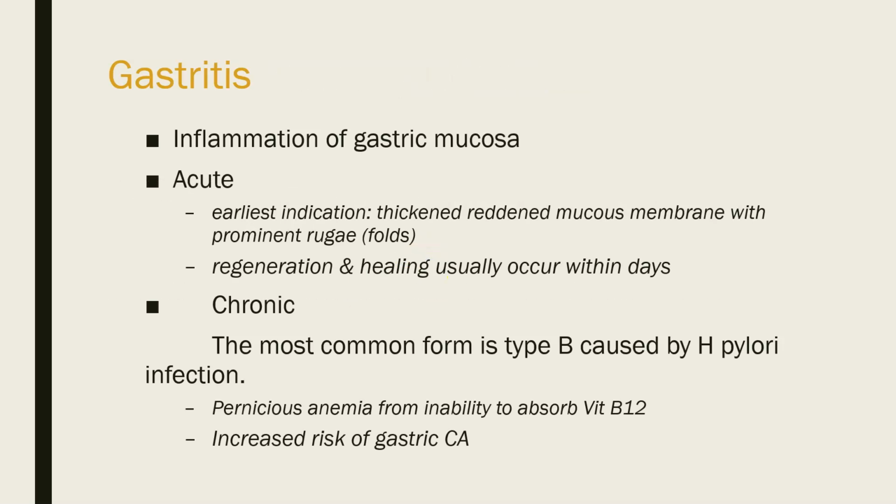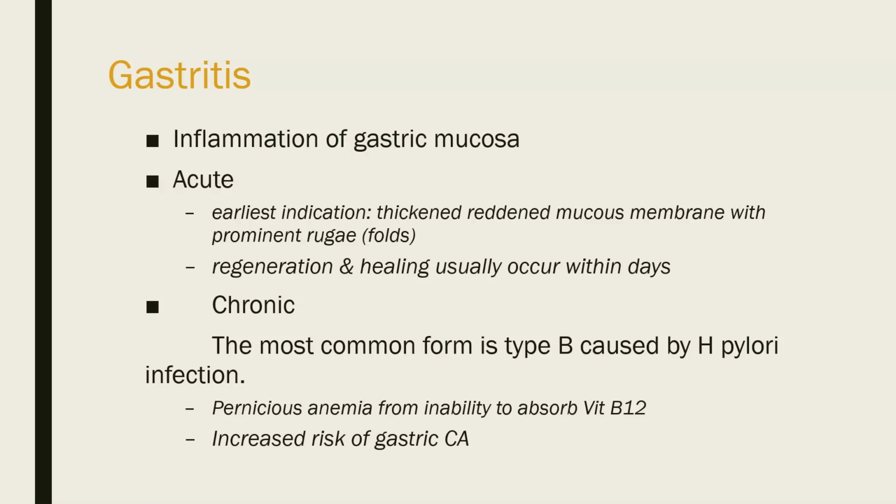First, let's talk about gastritis. Gastritis is the inflammation of the gastric mucosa, or an inflammation of the stomach lining. There are two types: acute and chronic. With acute gastritis, early manifestations are a thickening and reddening of the mucosal membranes, and they have very prominent folds. Regeneration and healing usually occurs within days.